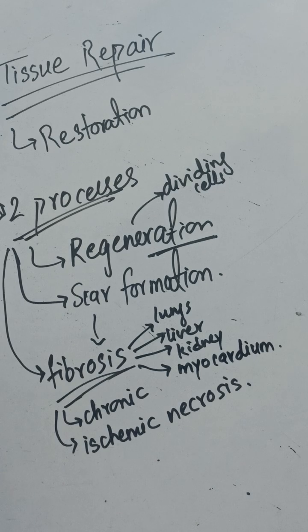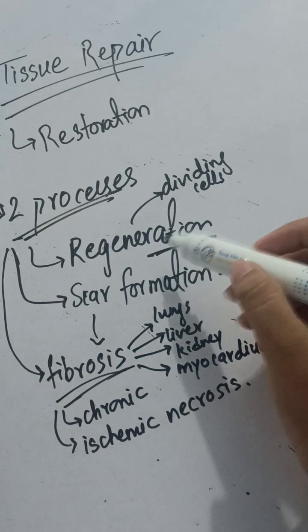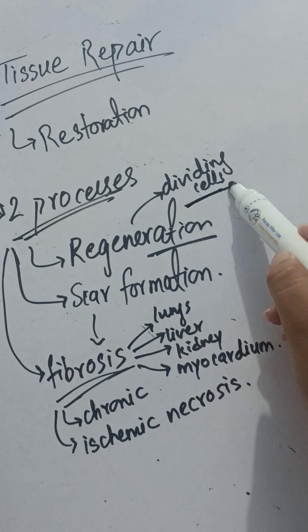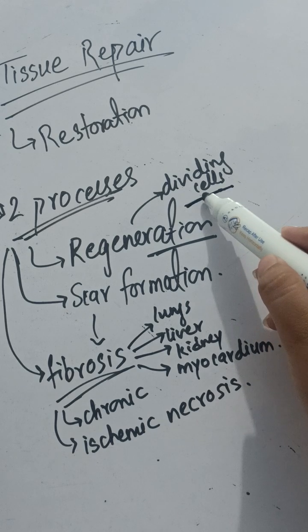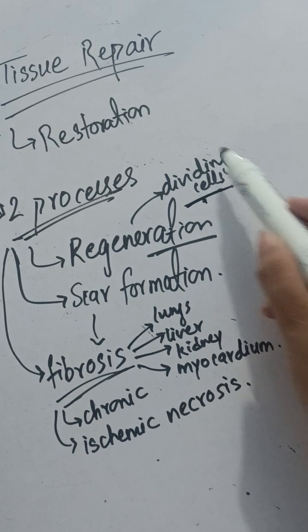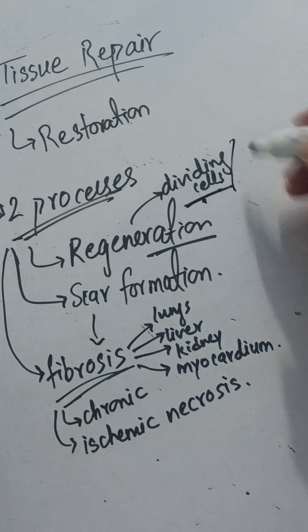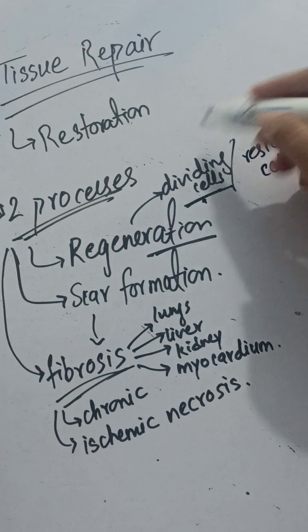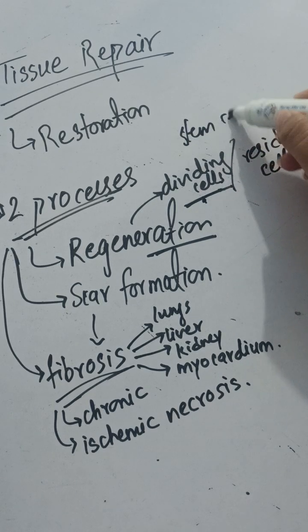So now, inside your tissue repair, in regeneration the dividing cells proliferate themselves. Which type of cells proliferate themselves? All the residual cells, or you can call them the stem cells. Dividing stem cells, you can call them residual cells, or you can also call them stem cells. All the things are the same.